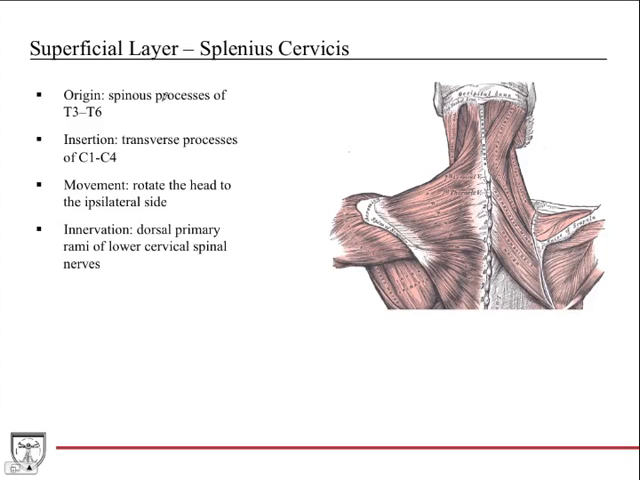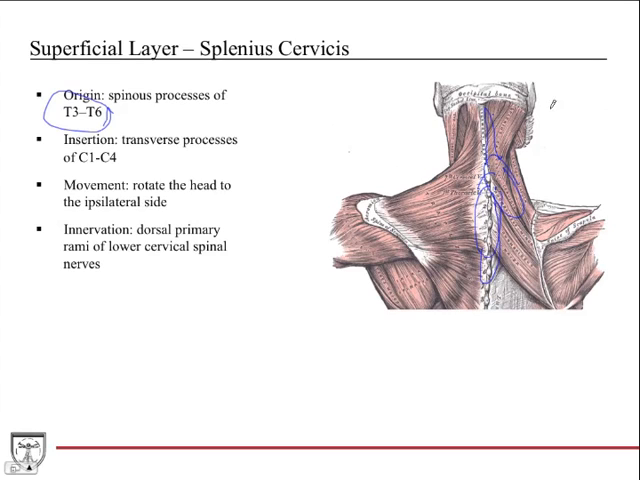Splenius cervicis, the origin is the spinous processes of T3 to T6. So we're talking more down in here, down to here into the sixth. If you can see here, this is cervicis right here. And it inserts onto the transverse processes of C1 through C4. So it originates down here, and then it inserts more medially onto these transverse processes of C1 to C4.